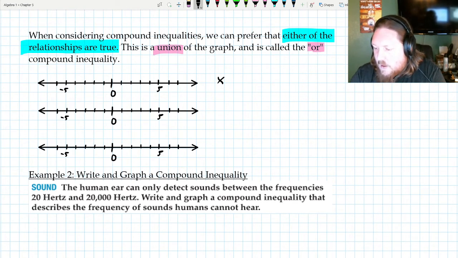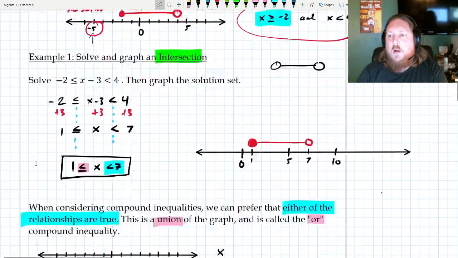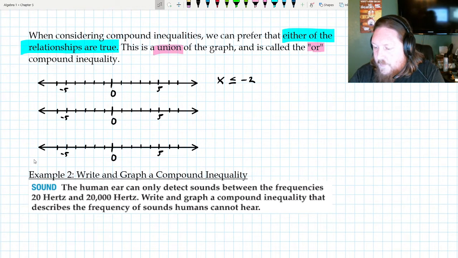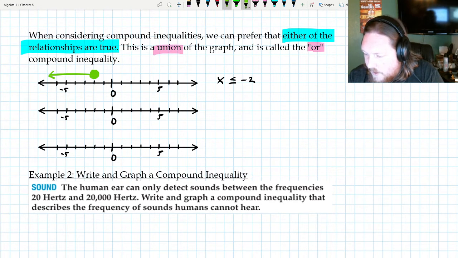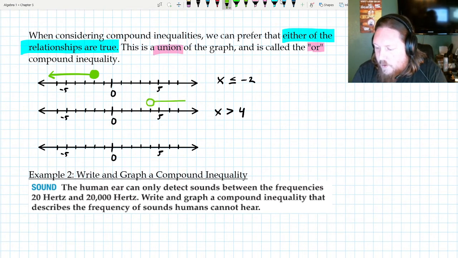I think I used -4. What did I use the first time? -2. So x is less than or equal to -2. So that graph, I'll do it in green here, is at -2 with a solid dot and everything pointing off to the left. And then for the next one, let's have x greater than 4. In this graph, I want an open dot at 4 and an arrow pointing off to the right.